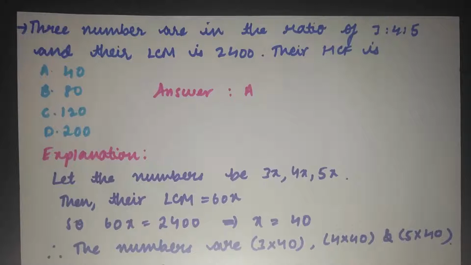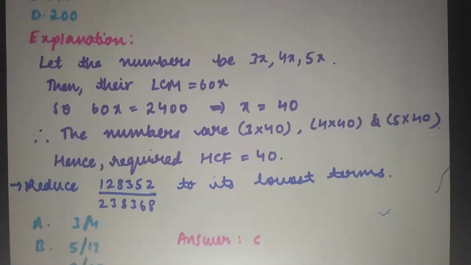So what is 60 into x? It is 2400. So we would get 40 as x, which gives us the numbers to be 3 into 40, 4 into 40 and 5 into 40. So what would be the highest common factor? As it is evident, the highest common factor would be 40, right? 3, 4 and 5 have nothing in common, but 40 is the only common part, or the highest common factor or the greatest common divisor possible in all the three numbers.